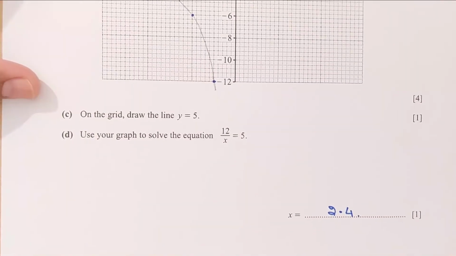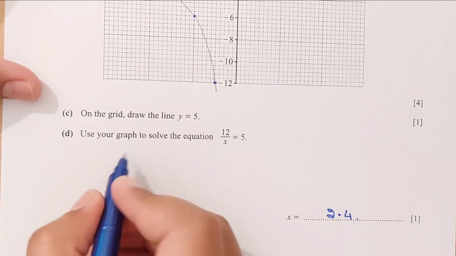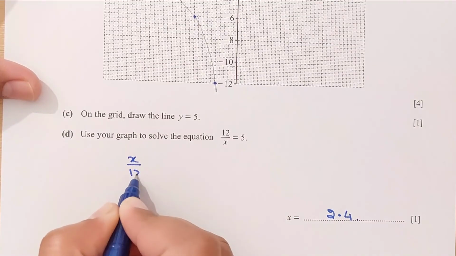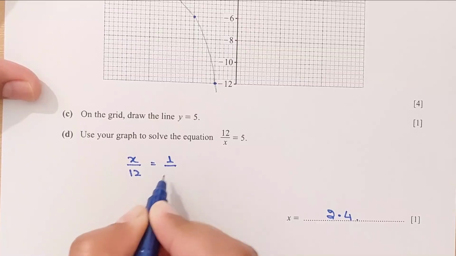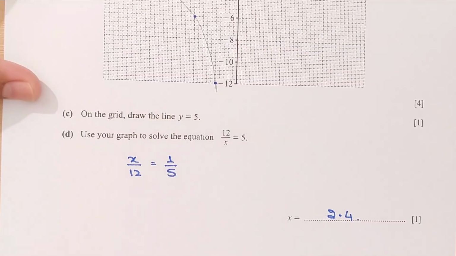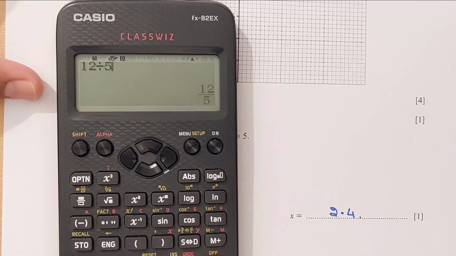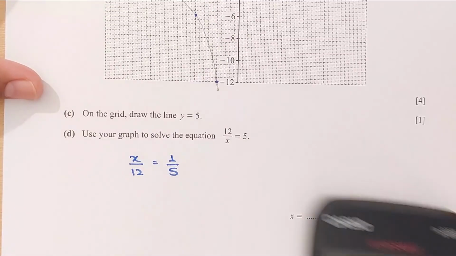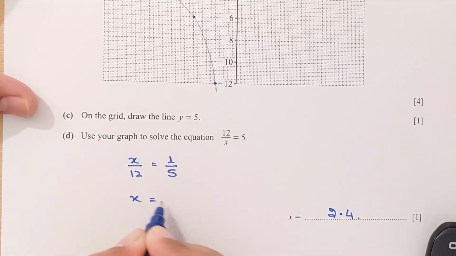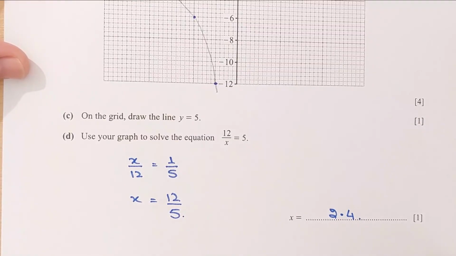Or we can check as well without the graph. If 12 over x equals 5, taking the reciprocal on both sides, x is 12 by 5, right? So what is 12 by 5? 12 divided by 5 is 2.4. Yes, so it means our graph is correct. Okay, so that was the last question of our paper.